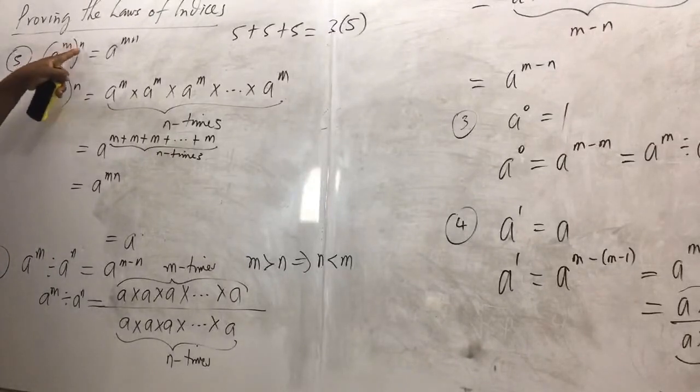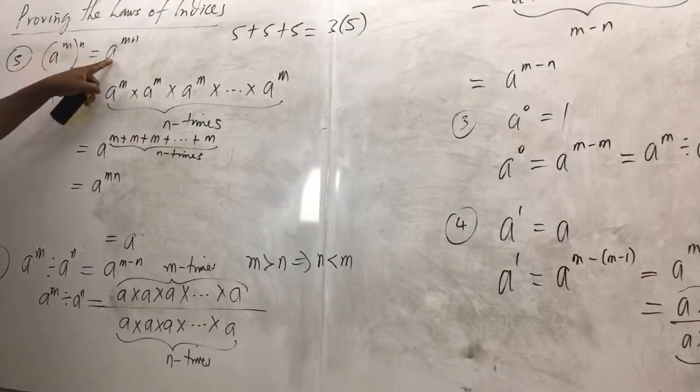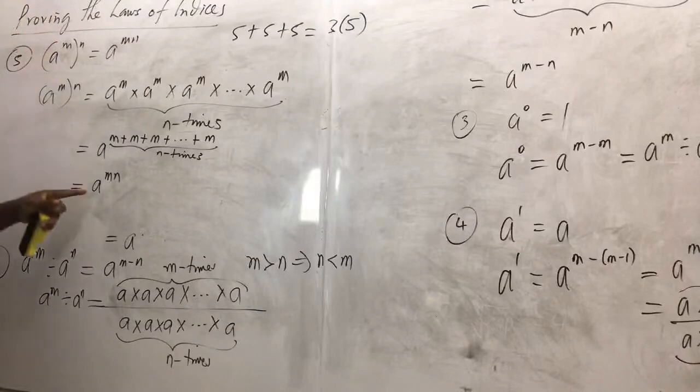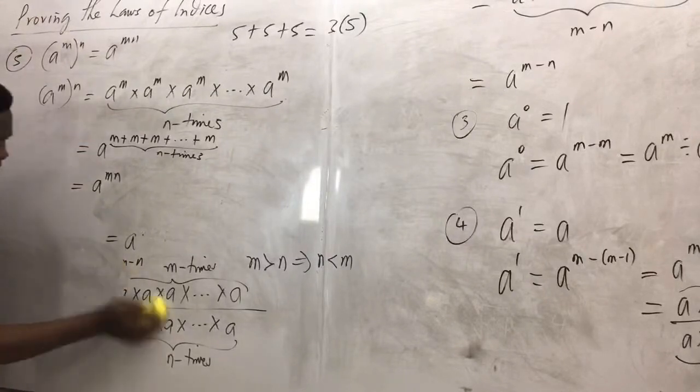A raised to the power m in bracket n is the same as a raised to the power mn. So when a number in index form is raised to another power, the two powers will multiply, and that is the proof of that law. So let's go to law number 6.